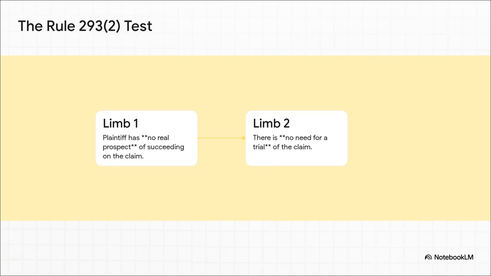So, there are two hurdles you have to clear to win. First, under Rule 293(2)(a), you have to convince the court that the plaintiff has no real prospect of succeeding on their claim. And second, under Rule 293(2)(b), you have to show that there's no need for a trial. You must satisfy both of these. It's not one or the other.